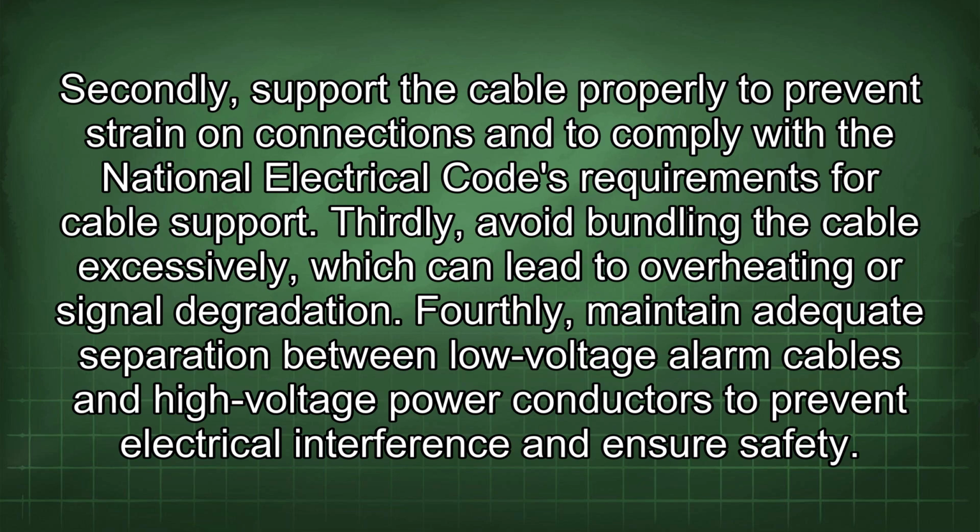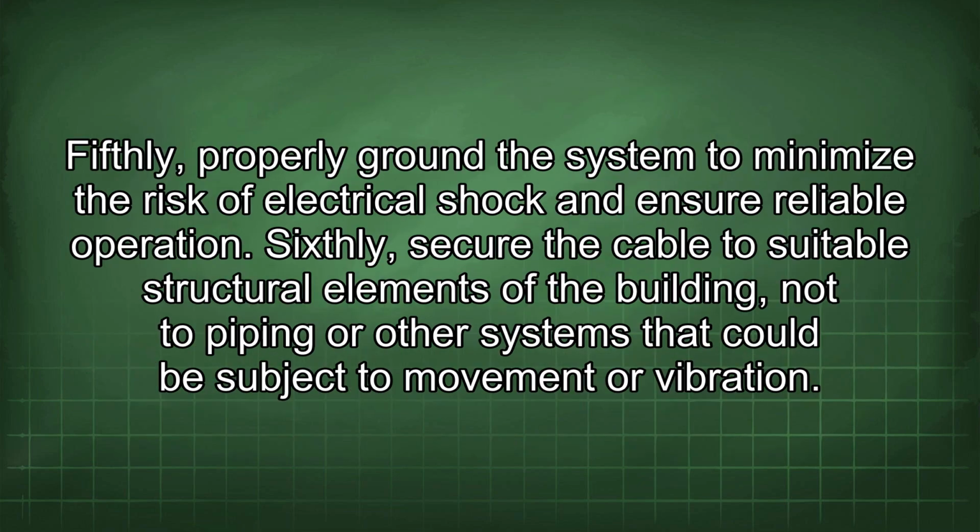Secondly, support the cable properly to prevent strain on connections and to comply with the National Electrical Code's requirements for cable support. Thirdly, avoid bundling the cable excessively, which can lead to overheating or signal degradation. Fourthly, maintain adequate separation between low-voltage alarm cables and high-voltage power conductors to prevent electrical interference and ensure safety. Fifthly, properly ground the system to minimize the risk of electrical shock and ensure reliable operation. Sixthly, secure the cable to suitable structural elements of the building, not to piping or other systems that could be subject to movement or vibration.